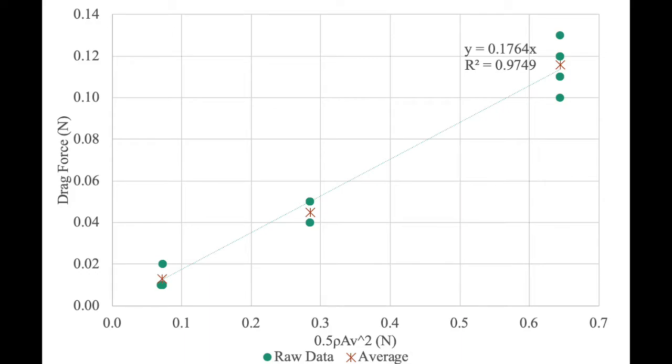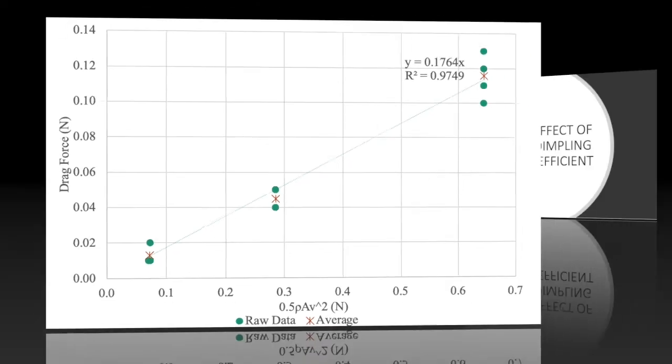The gradient of this line is the drag coefficient according to the formula force is equal to CD times half rho AV squared. This means that CD is constant with changing velocity. It is concluded that drag coefficient is independent of speed. Therefore, for the next part, only high and low speed values were tested.